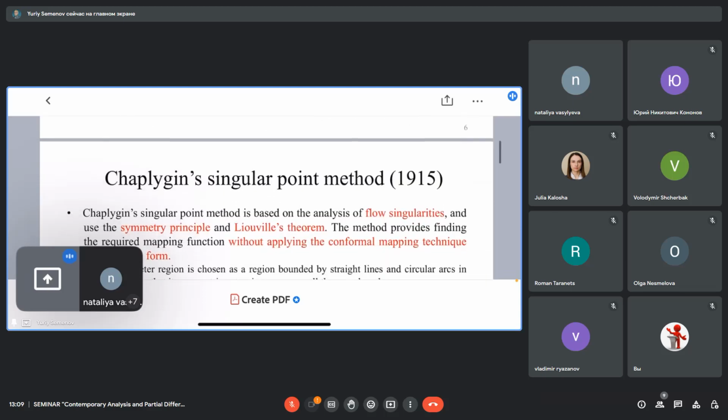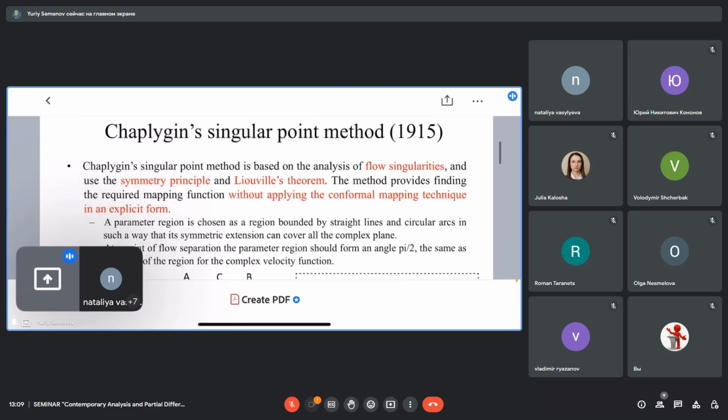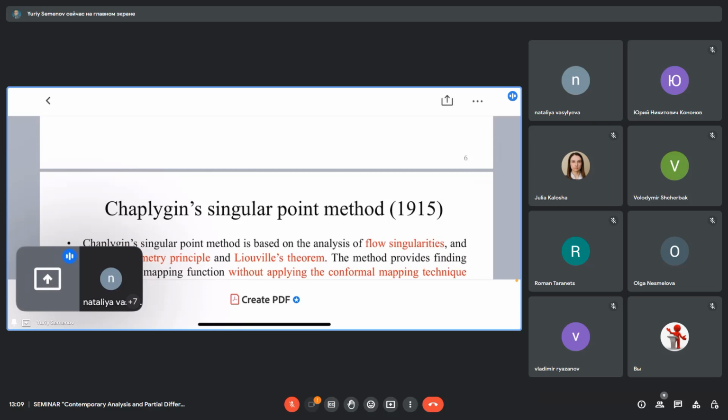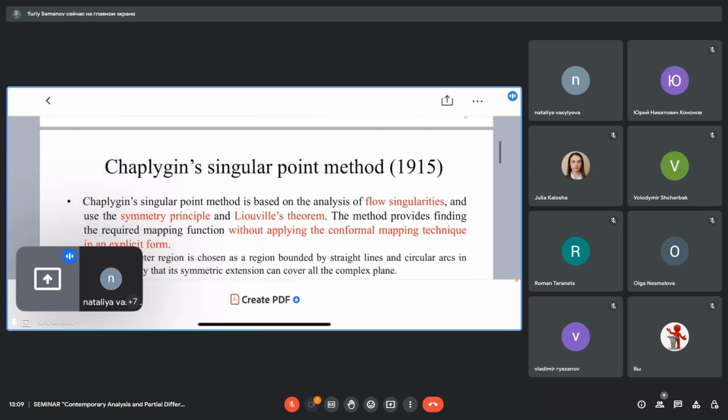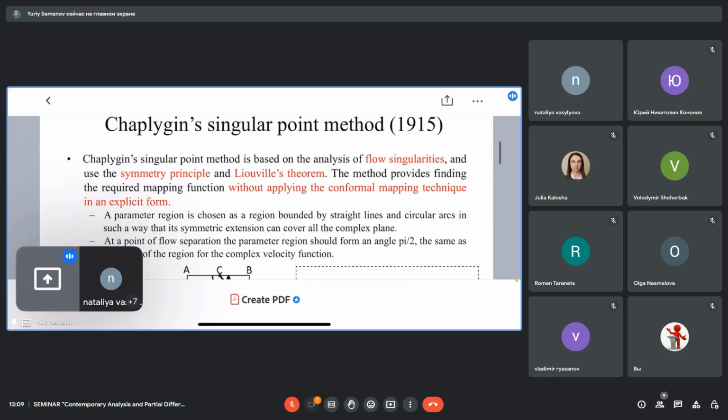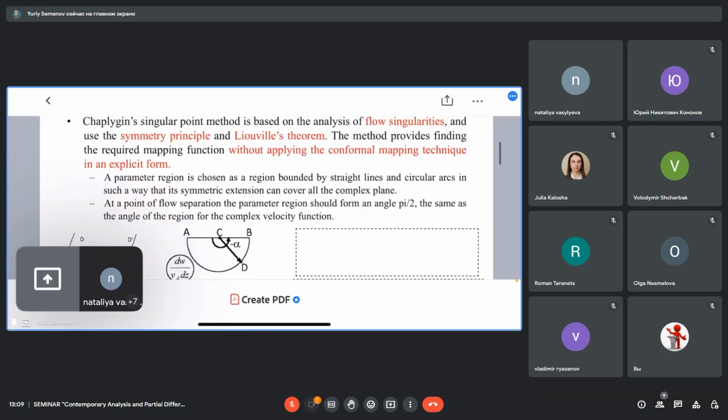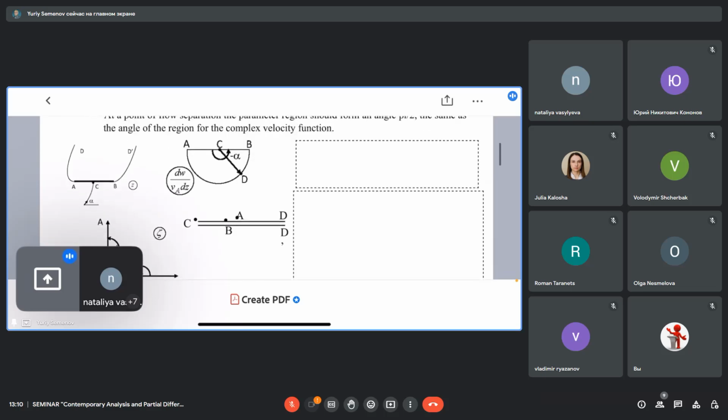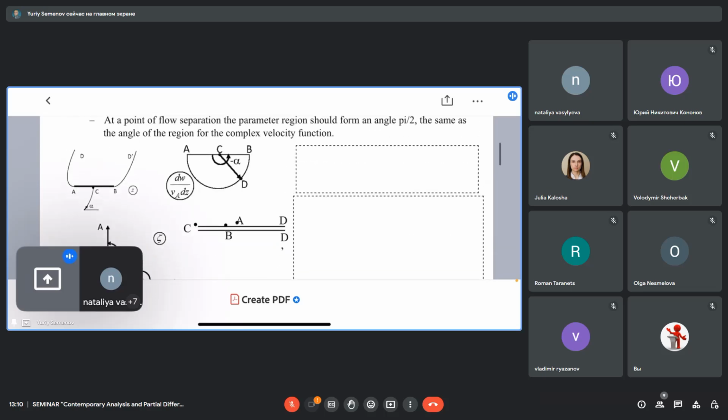So using these main properties, Chaplygin very quickly found a solution of many free streamline problems, and it was surprising for his colleagues at that time. For example, we can see that the complex velocity has 0 at point C, where the streamline divides into two streamlines. And that's all. There is no other point where velocity equals 0 or infinity. It means that complex velocity has only one 0 in the parameter plane.